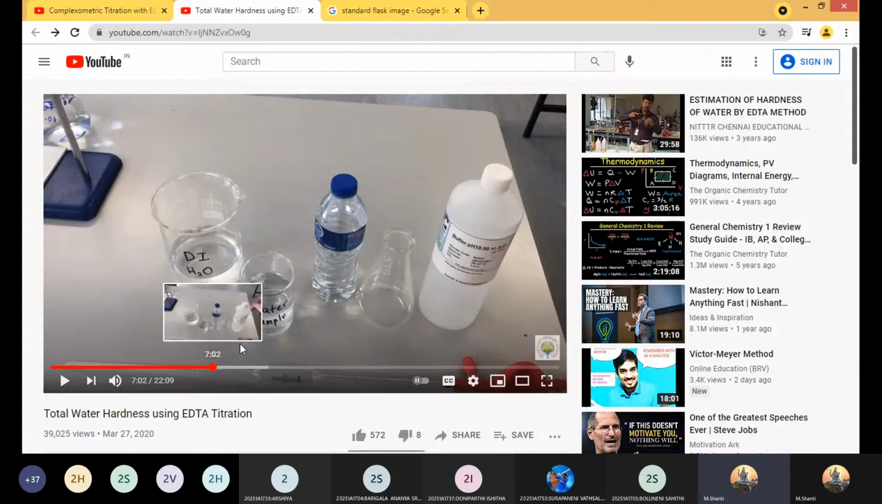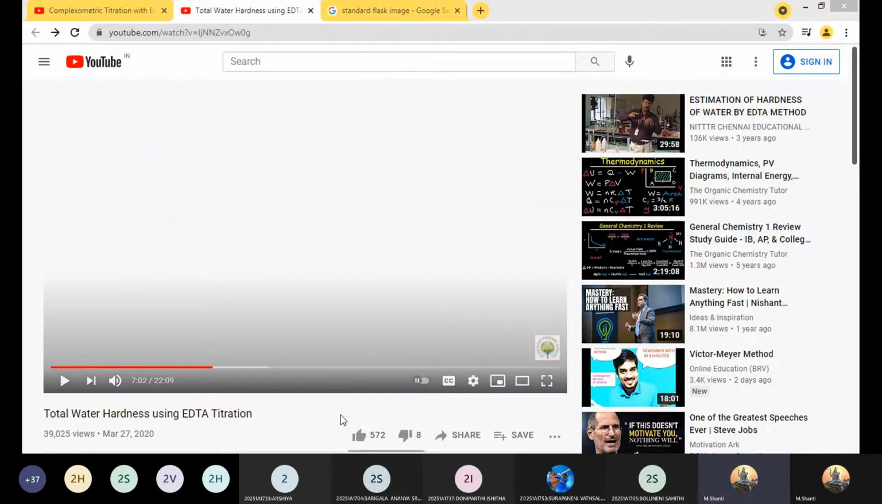Okay, that's the first step. Another important point is that I told you how you are going to prepare a MgSO4 salt solution. Instead of MgSO4, sometimes in numericals you can also see calcium carbonate solution. I'll just explain how you are going to prepare a calcium carbonate solution.